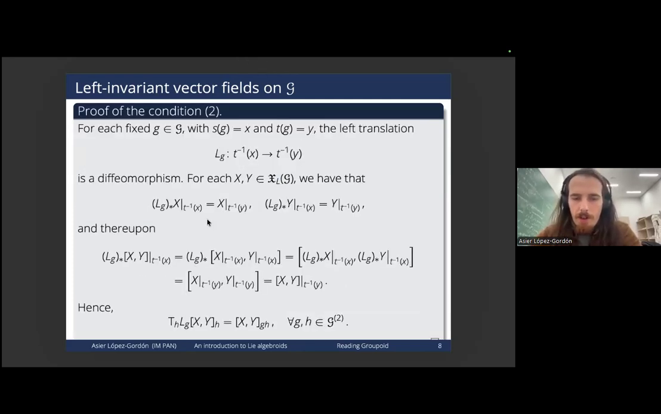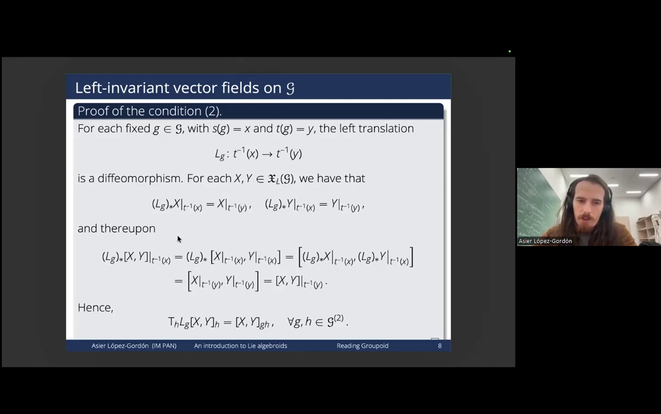And similarly for the second condition, for a fixed element of the Lie groupoid with source X and target Y, left translation is a diffeomorphism from the fiber at X to the fiber at Y. And for each pair of left invariant vector fields on the groupoid, the push forward by left translation maps the restriction of the vector field on the target fiber at X to the vector field on the target fiber at Y.